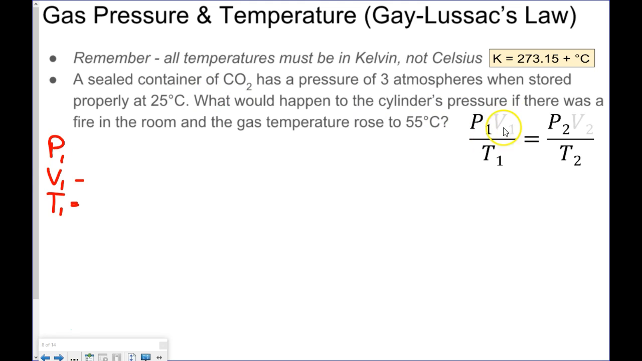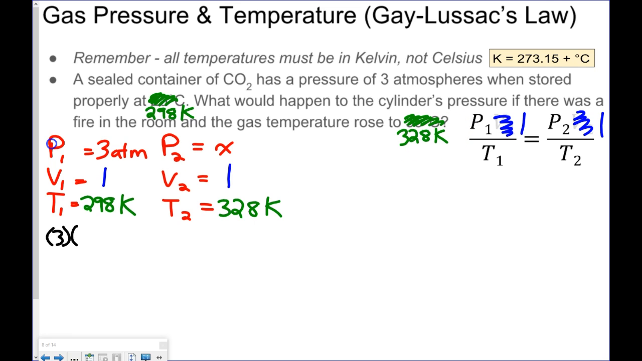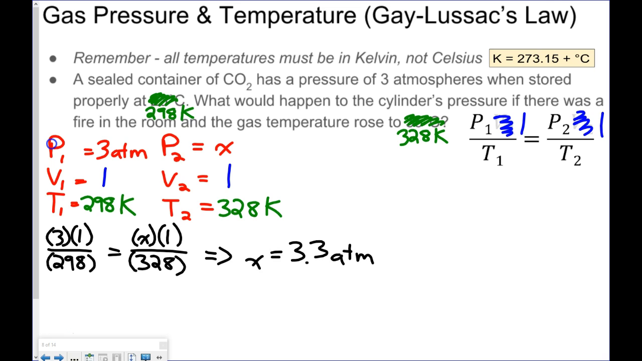This one, another one with the volume not going to change, so kind of different than what we've seen there. Convert my temperatures from Celsius to Kelvin. Now, here's my initial temperature, ending temperature, initial pressure. My unknown pressure is going to be the second one. Fill in 1 for my volume because that's not going to change. That can kind of cancel out. So fill in the combined gas law, cross multiply and divide. X is going to work out to be 3.3 atmospheres.